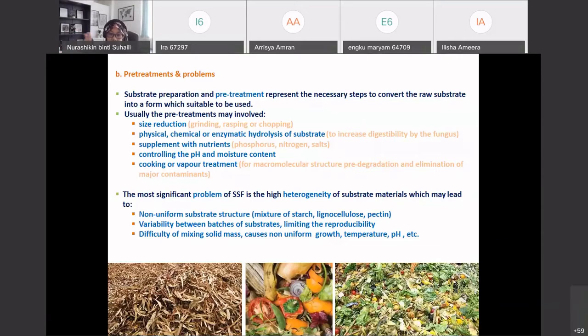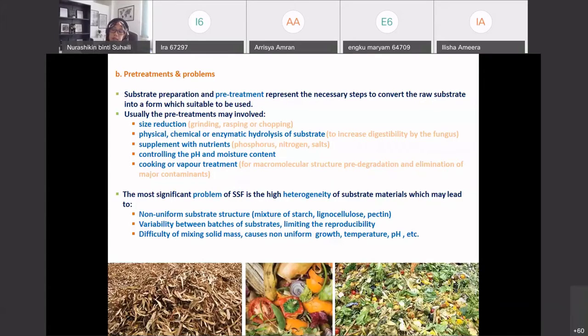Okay, so the reason why the smaller the size, it will be better because it will be easier for the microbes to access the substrates throughout the fermentation. So that is the purpose of reducing the size. And then physical, chemical, and enzymatic hydrolysis of substrate. So what is meant by this? It depends on what type of substrates that you are working with and what type of microorganism that you want to ferment on the substrate.